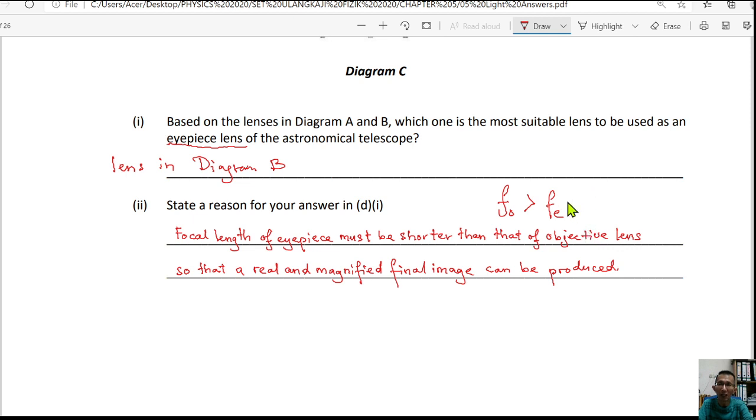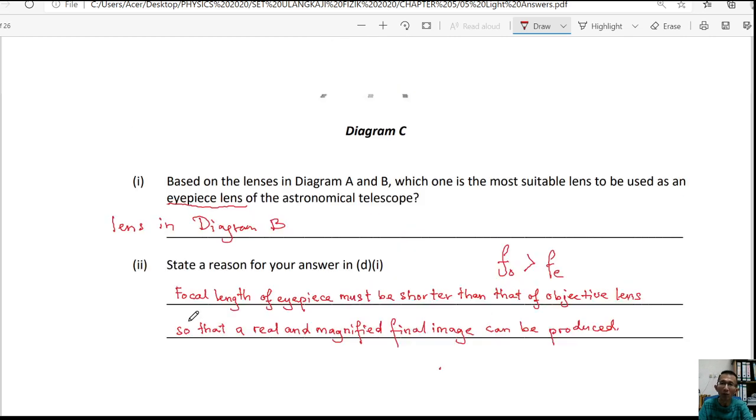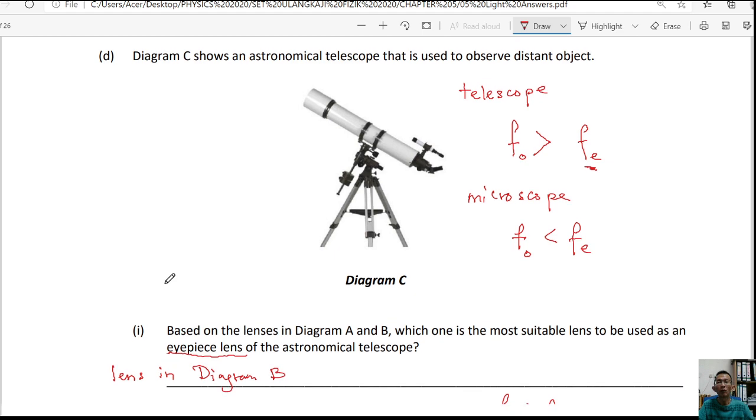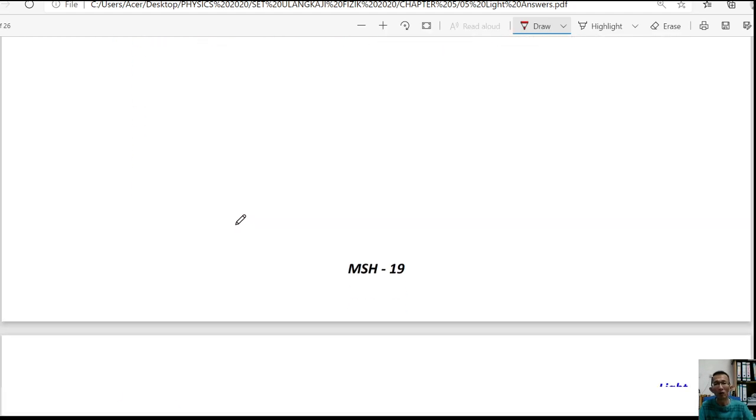This is for a telescope. However, for a microscope, FO must be less than FE. Because for a microscope, the object is put just underneath our microscope, right? So the distance is very near. All right, so we just move on to the next question.